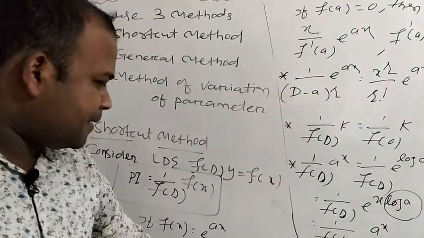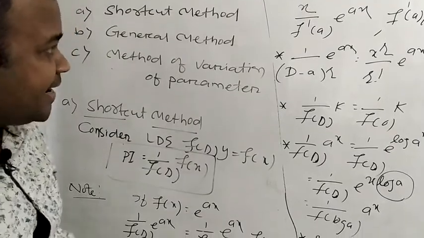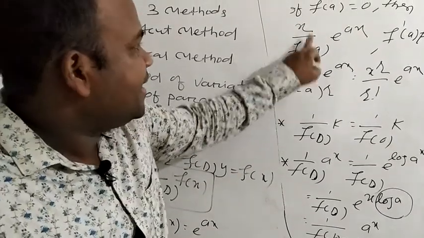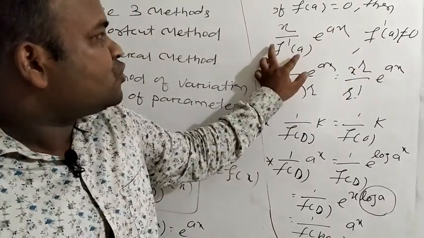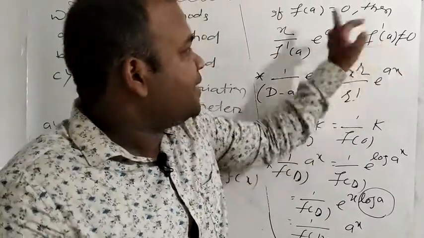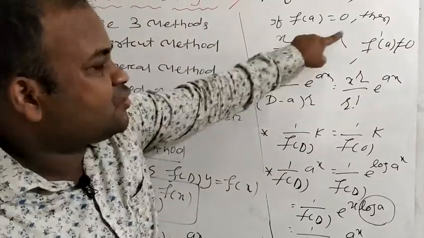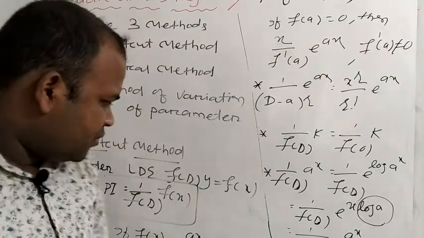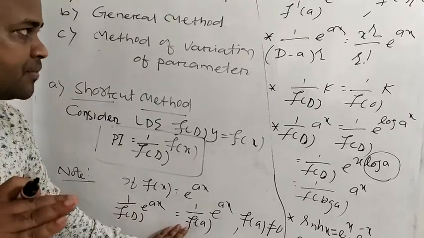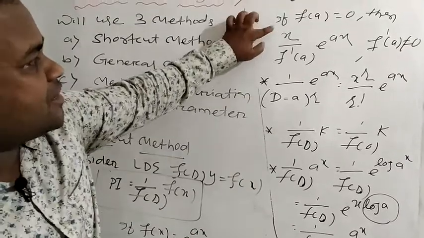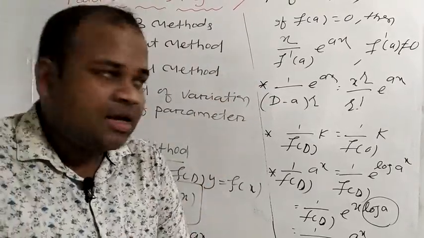But if f of a equals 0, then the answer is x upon f dash of D, where again D is replaced by a, so x upon f dash a, e raised to ax. The condition is that f dash a should not equal 0. If it is 0, then again x square upon f double dash a, e raised to ax, and it will continue. For a non-zero factor, you put the value D equals a. For a zero factor, you use x upon f dash a, x square upon f double dash a, and in this way it continues.